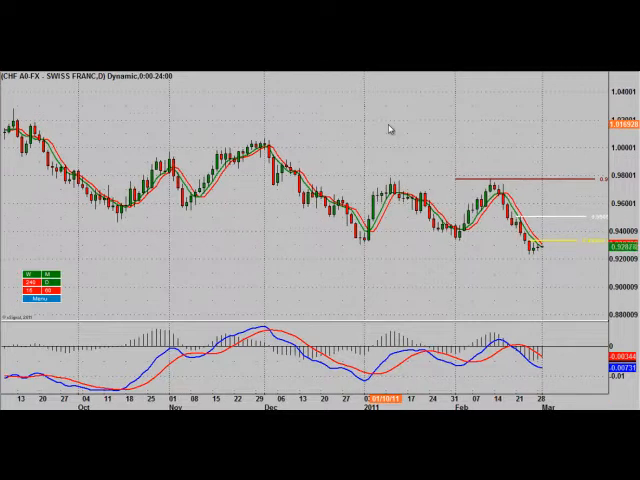It's always a losing proposition trying to predict what a market's going to do. We're better off just sticking with what the trends are doing now. They're all down.